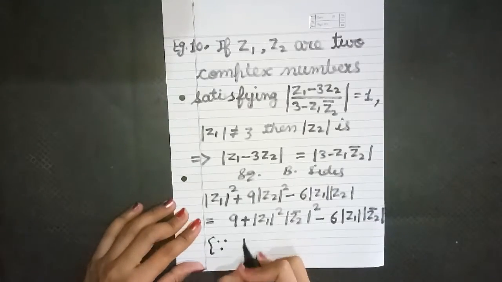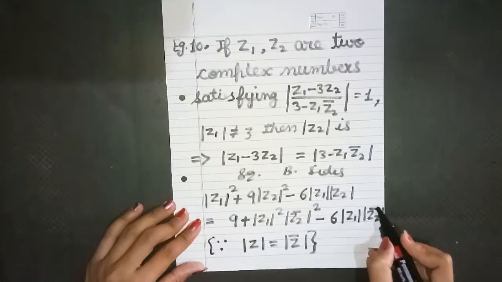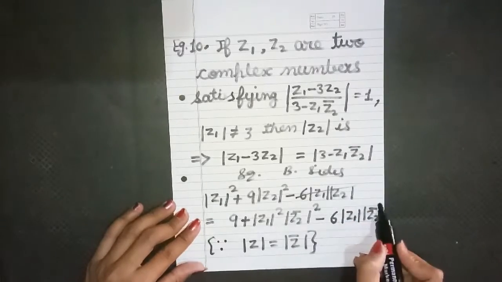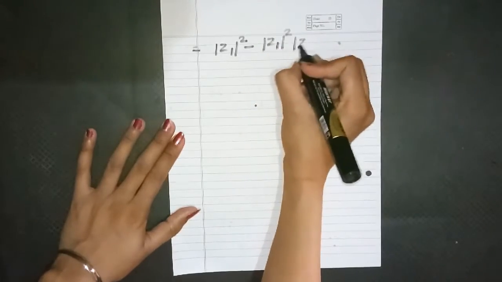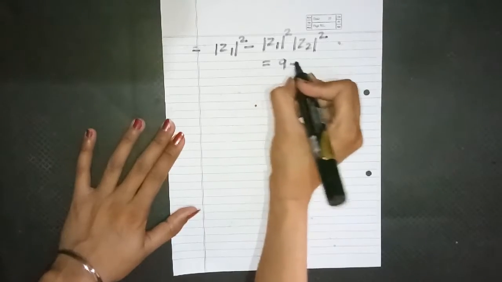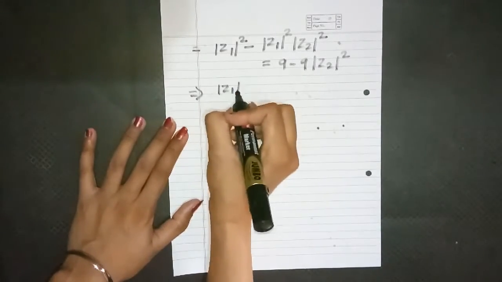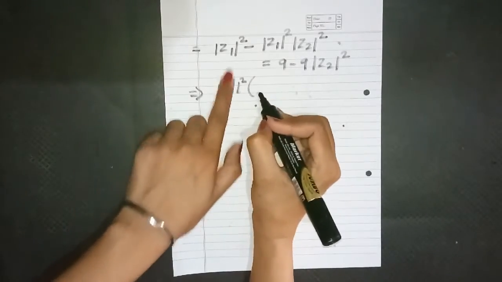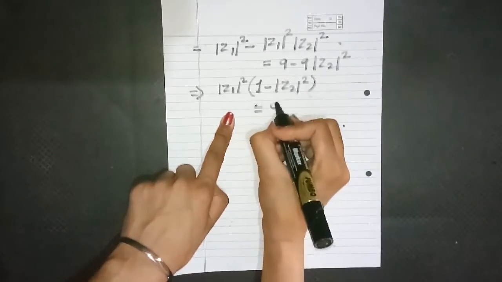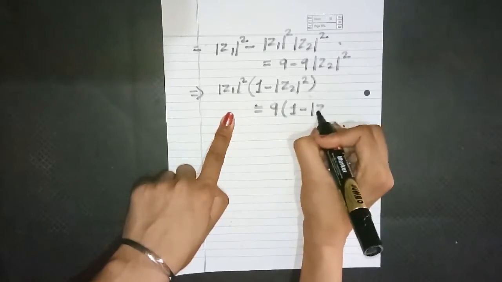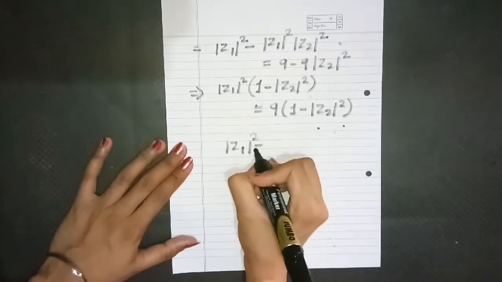Because modulus of z is equal to modulus of z conjugate. So from here modulus of z2 conjugate is equal to modulus of z2, so these will get cancelled. Now modulus of z1 square minus modulus of z1 square into modulus of z2 square is equal to 9 minus 9 into modulus of z2 square, right? So from here let's take modulus of z1 square as common, so this is modulus of z1 square into (1 minus modulus of z2 square) is equal to, let's take 9 common, 9 into (1 minus modulus of z2 square).